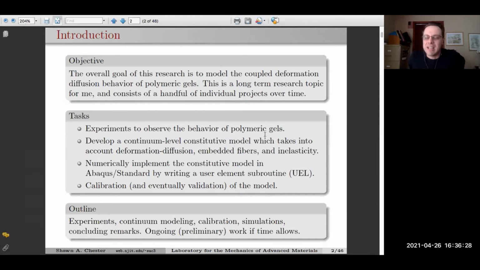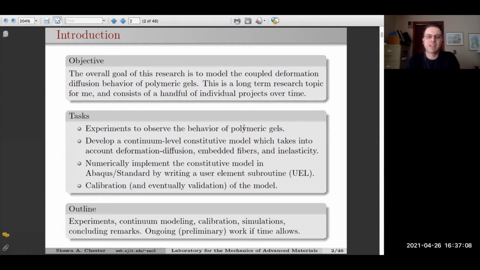And this is a long-term kind of research topic for me. It's been about 10 years now. And I started small and I've added on here and there as the years went through. So what you're going to be seeing today is really this culmination of many different individual topics sort of strung together. And the overall foundation is you've got a coupled deformation and diffusion behavior of a polymeric gel. And I'll show you what that is coming up soon.